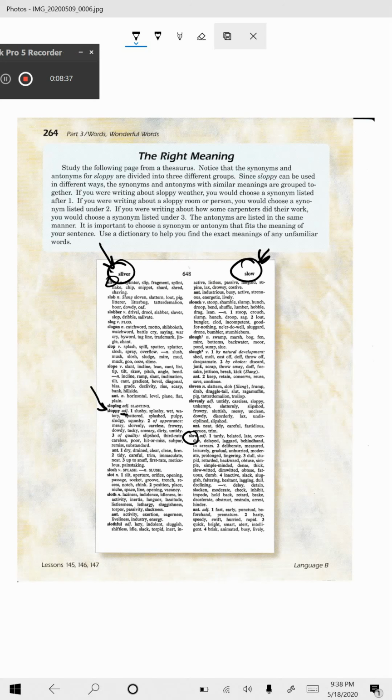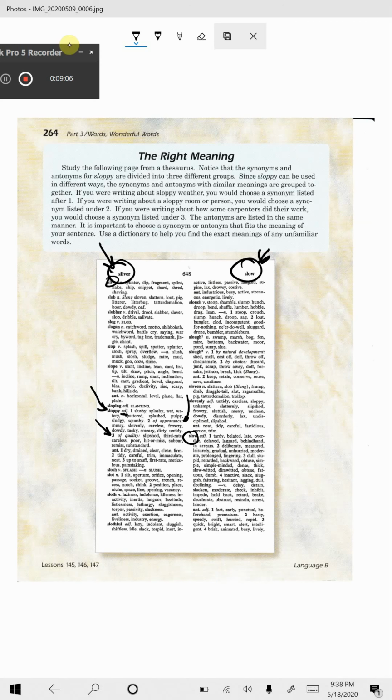Or sloppy can be sloppy in appearance, like the condition of the bedroom in the previous page. Messy, slovenly, careless, frowsy. I love that word, frowsy. Dowdy, tacky, smeary, dirty, and untidy. And then it can be sloppy in quality, like you just didn't do your best work, okay, so the quality isn't great. Slipshod, third rate, careless, poor, hit or miss, subpar, remiss, or substandard.